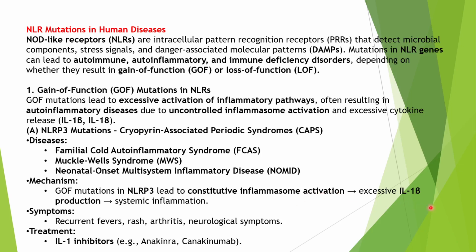So this leads to excessive production of IL-1 beta, and then it will lead to systemic inflammation. So you will have symptoms like recurrent fevers, rashes, arthritis, neurological syndrome, because your entire system will have this autoinflammation happening due to the continuous, constitutive inflammasome activation. Basically, the end result is excessive production of interleukin. So the treatment involves several interleukin inhibitors, which try to bring down the level of inflammation.